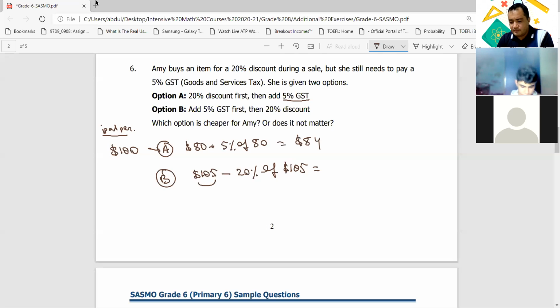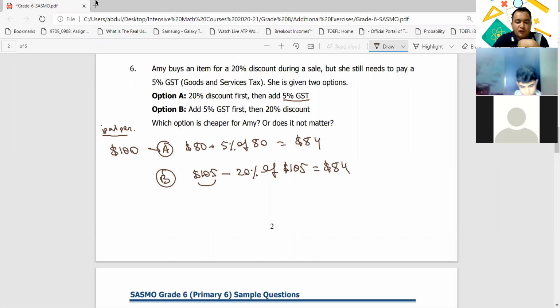Is it the same? I don't know. No, it is not the same. 0.80 times 105. So that's equal to 84 again. It should be like that though, like it's taking discount for 15% either way.